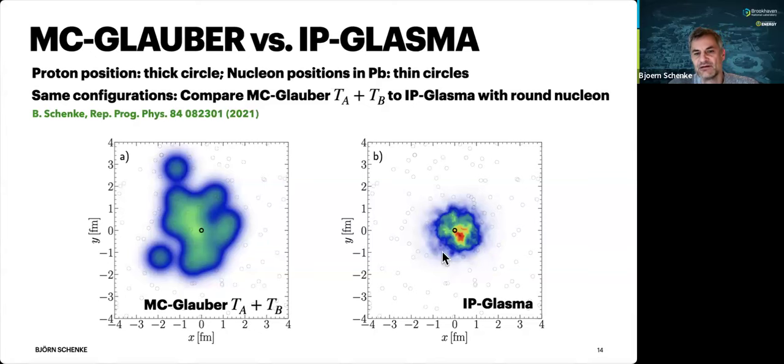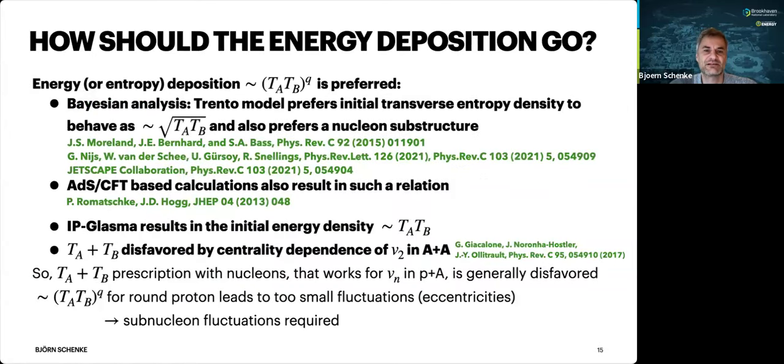Whereas in the IP-Glasma, you can think of it more as coming from the product of thickness functions, at least in the dilute limit. And then you basically get, as I said before, the shape of the proton out. So the TA, let's say if that's the proton, that dominates. So they look very different. And you can see that even without substructure, you will have a lot of fluctuations. You get large eccentricities. You can get large V2 and V3. Now the question is, what is correct?